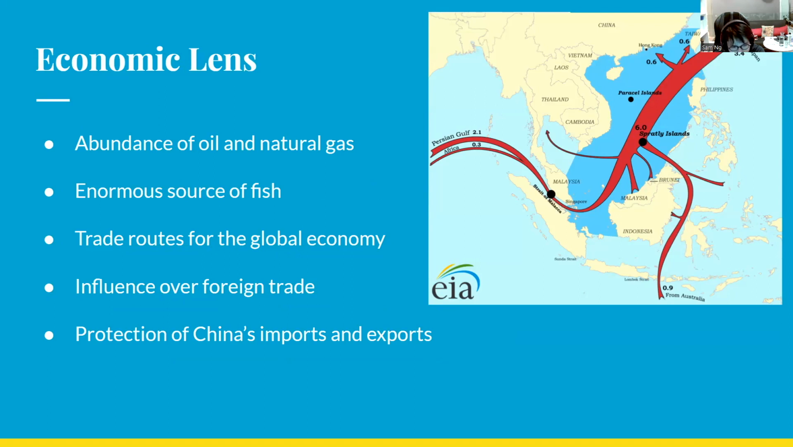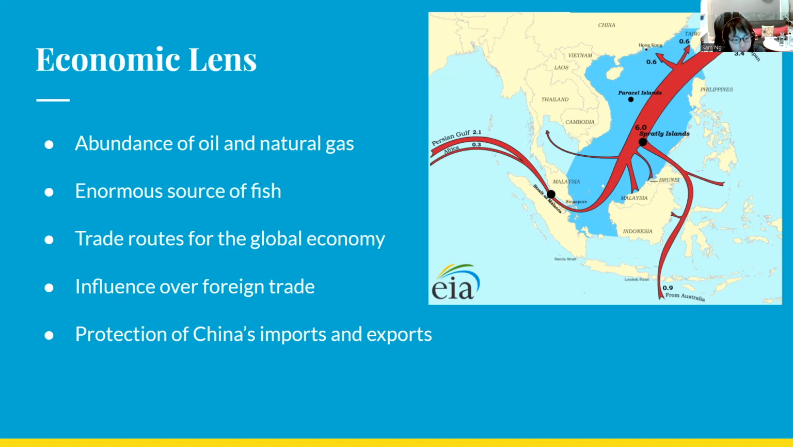On top of that, the sea is a massive source of fish for the surrounding countries and provides up to 12% of the world's fish. But most importantly for China and the rest of the world is the sheer volume of trade that flows through the sea. As you can see by this map on the right-hand side, because of Asia's geography, a ship sailing from West to East Asia or vice versa must travel through the South China Sea.